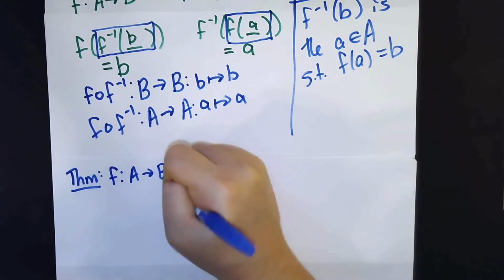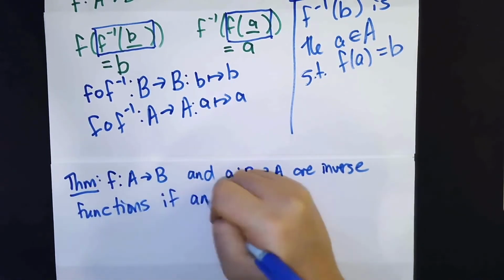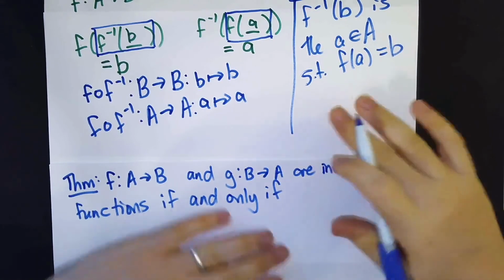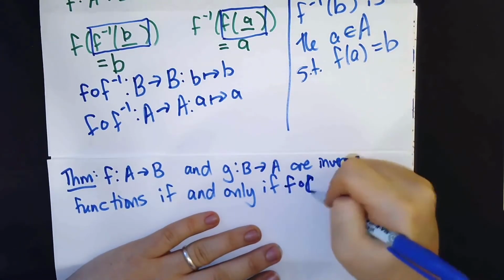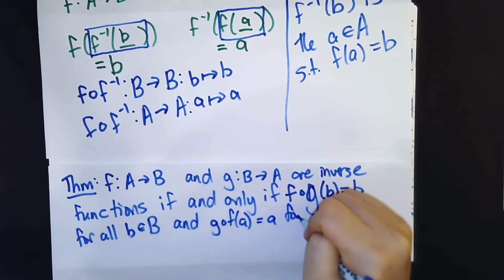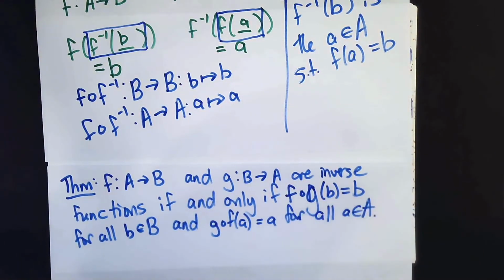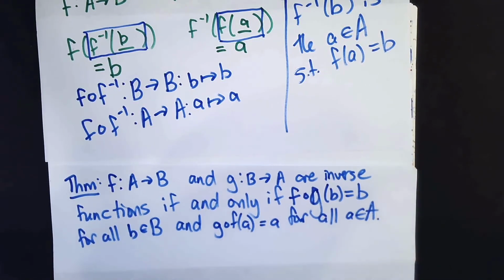What this theorem tells you is that if you have a pair of functions, then in order to check that they're inverse functions, all you have to check is that if you compose them in both directions, you get the thing we just showed that you always get when you compose inverse functions. Namely, you get the function that takes little b to little b when you compose f with g, and you get the function that takes little a to little a when you compose g with f.